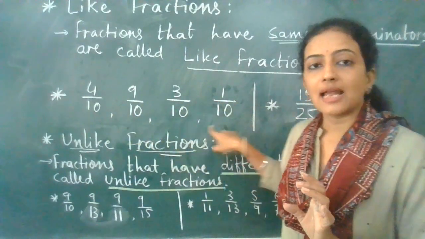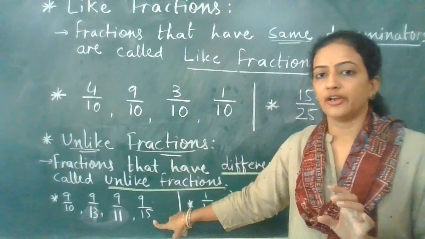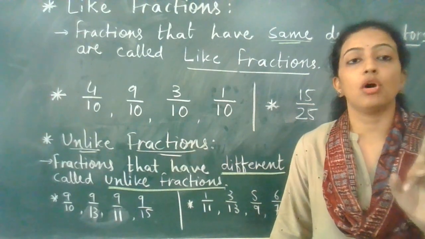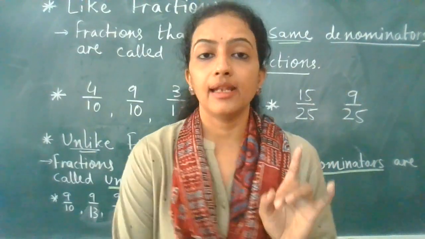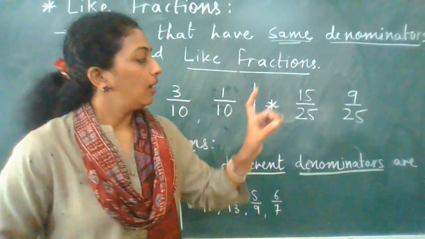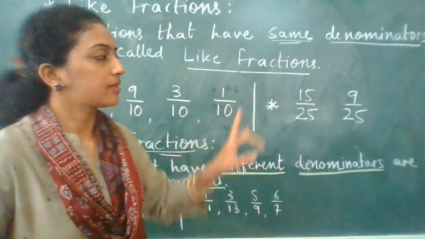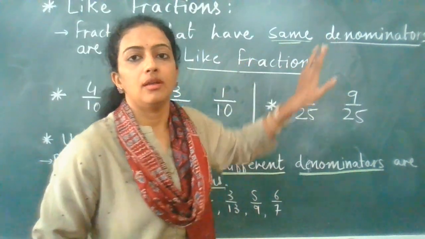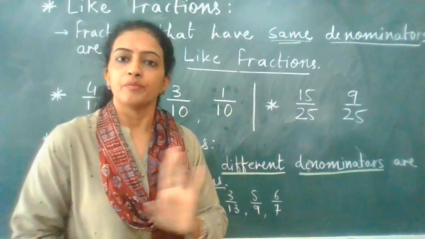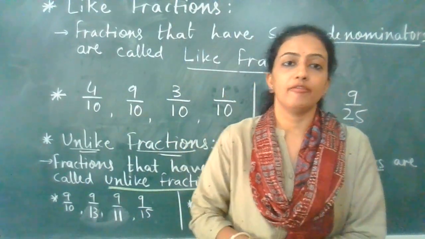If denominators are same, it is like fractions. If denominators are different, then it is unlike fraction. So always remember, like and unlike fraction always to be decided by denominators, never with the numerators. Same denominators like fractions, different denominators unlike fractions. Okay, so this is like and unlike fraction. These two types we have learned.